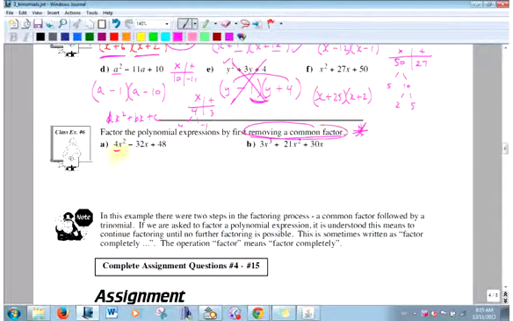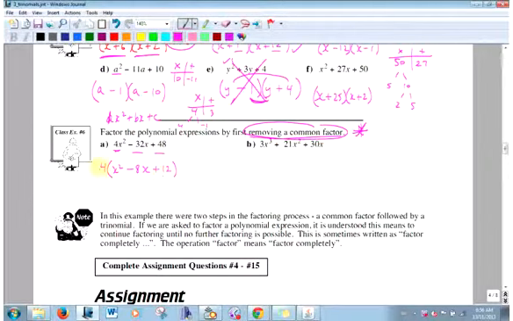Is there a common factor to all 3 of these terms I can take out? Yeah, it's 4. If I take a 4 out of a 4x squared, what do I have left? X squared. What's 32x divided by 4? 8x. What's 48 divided by 4? 12. Before you do the next thing, check it. Make sure it's the same thing. Multiply it back. 4x squared, check. Minus 32x, check. Plus 48, okay, that's the same thing. I didn't make a mistake yet.